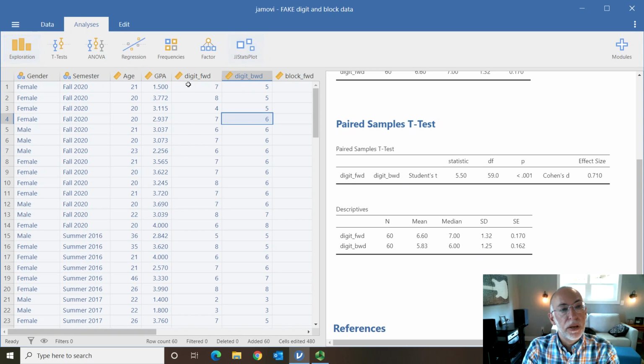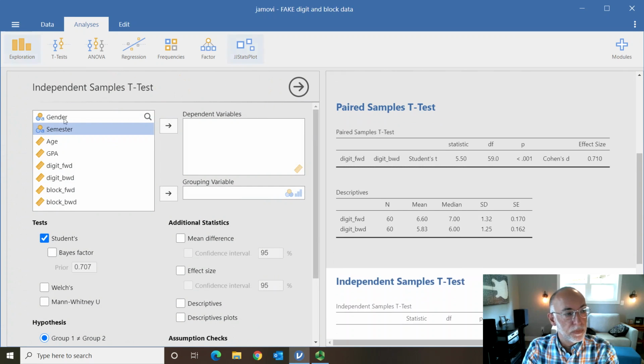So if I wanted to compare backward digit span for males and females, you can see the first 2 females scored 5, the first male scored 6. They're different people. Right? Gender marks my different groups. Digits backward is the score I'll work with. So I will take analyses, t-test. I'm going to run independent samples.